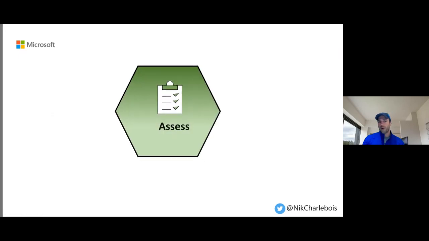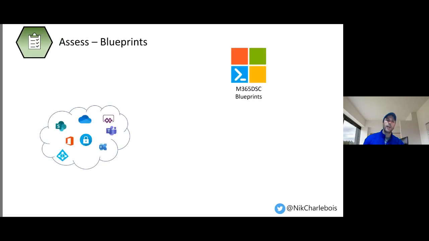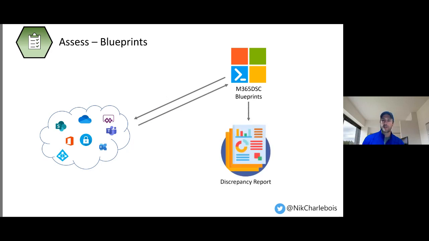So the last pillar is the assessment piece. We let you do really two types of assessment. The first one is to assess against what we call a blueprint. A blueprint is a good known configuration that was vetted. Think of it as best practices. So you take the tool, you point it at a blueprint, and it will analyze your tenant. It won't deploy anything. It just analyzes how your tenant configuration matches the best practices, and it will generate a discrepancy report.